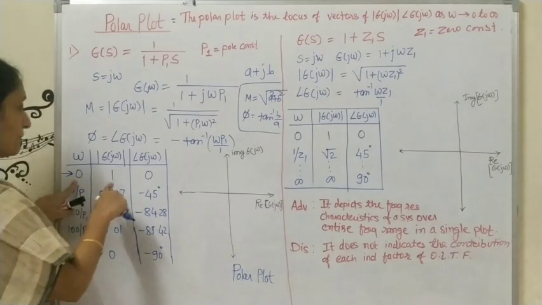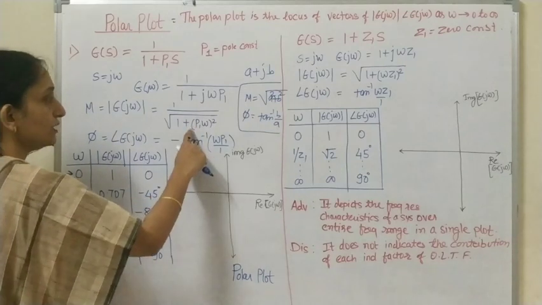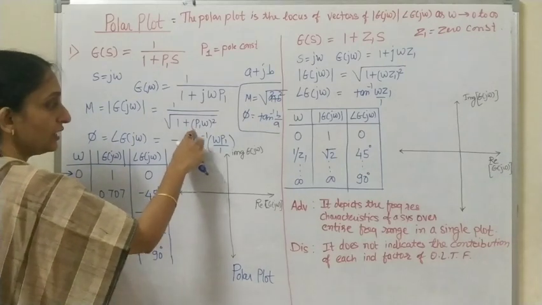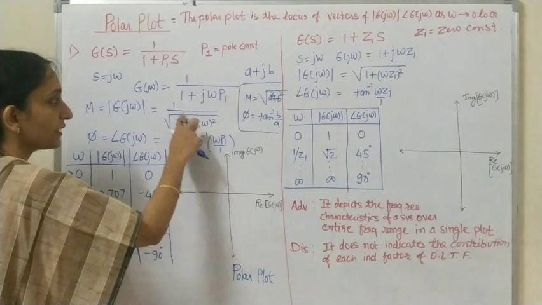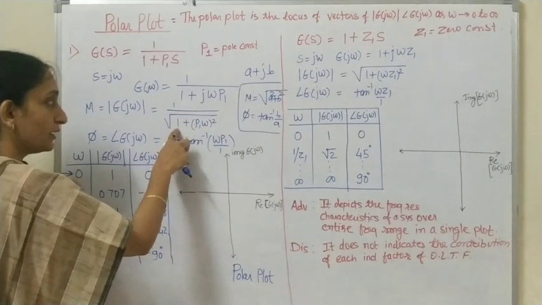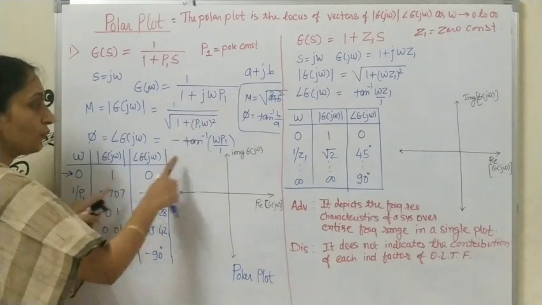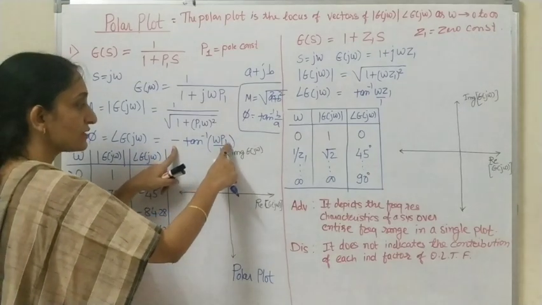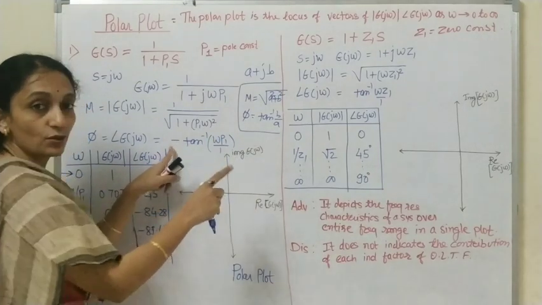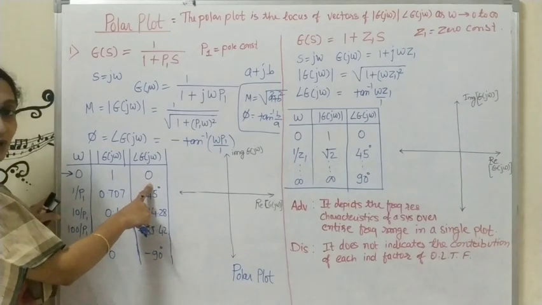When I substitute omega equal to 0 in this magnitude, what will I get? I will get 1 by the square root of 1, that is 1. What about the angle when I put 0 here? Tan inverse of 0 is 0. So I have shown 0 here.